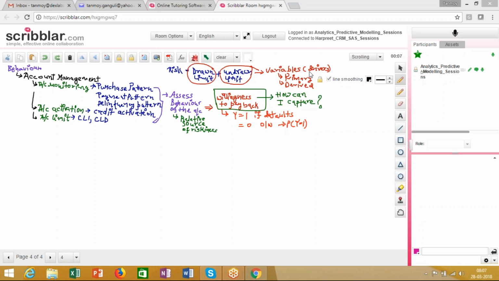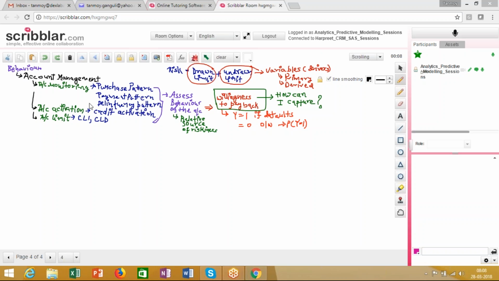It is very important that we realize how good or how bad the borrower is in paying back his outstanding funds. That is the part of account management. Once an account is on the books of the bank, how good or how bad the account is in managing the funds, that is what we call account management.